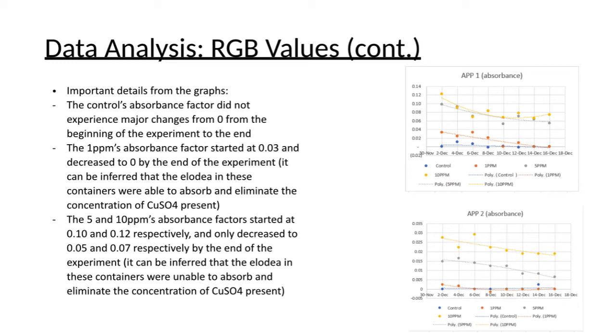The 1 ppm's absorbance factor started at 0.03 and decreased to 0 by the end of the experiment. So it can be inferred that the allodia in these containers were able to absorb and eliminate the concentration of copper sulfate present. However, for the 5 and 10 ppm containers, the absorbance factors started at 0.10 and 0.12 respectively, and only decreased to 0.05 and 0.07 respectively by the end of the experiment. So it can be inferred that the allodia in these containers was unable to absorb and eliminate the concentration of copper sulfate present.